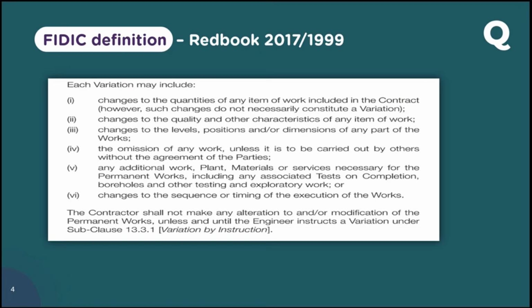Now the sixth item, changes to the sequence or timing of the execution of work. How does a change in sequence or timing of the work constitute a variation? When a contractor submits an RFP or a tender document, if you're someone from the estimation department, you will make sure you put a caveat over here: our proposal is based on working hours 8 to 5 or 7 to 5 or 7 to 6, full stop. Because you planned your workforce for the day shift only.